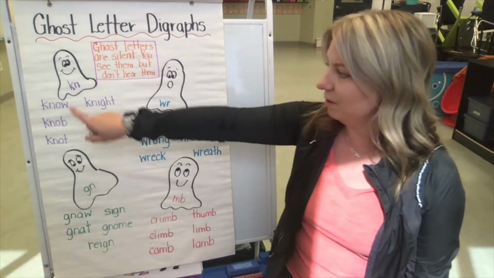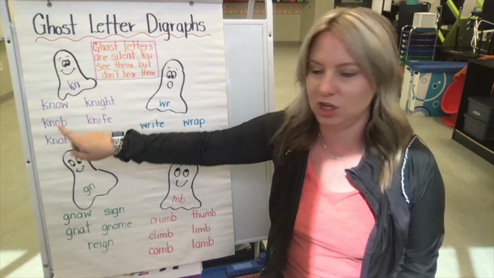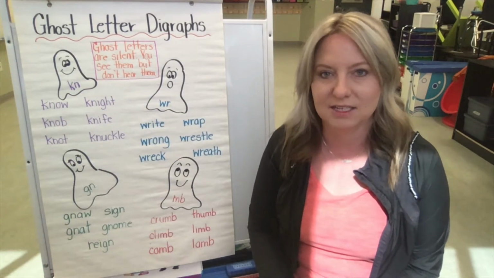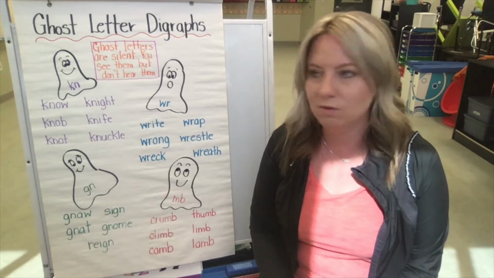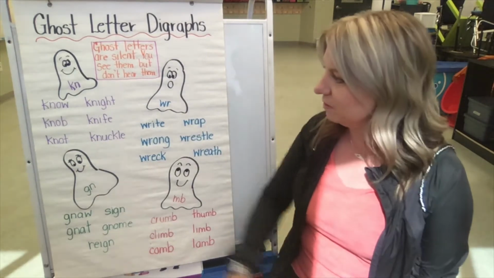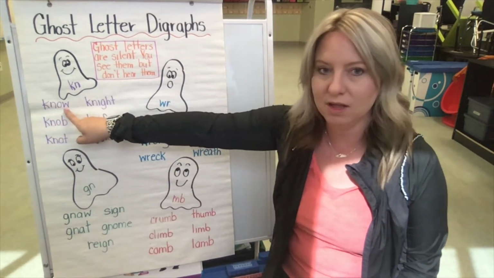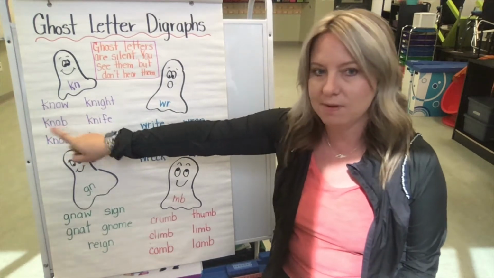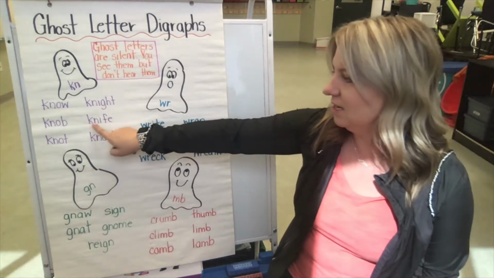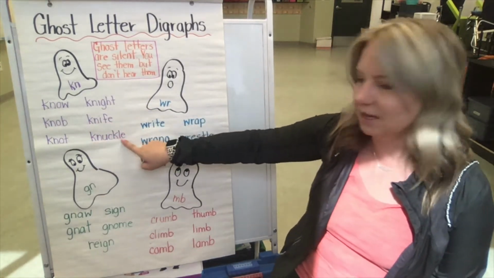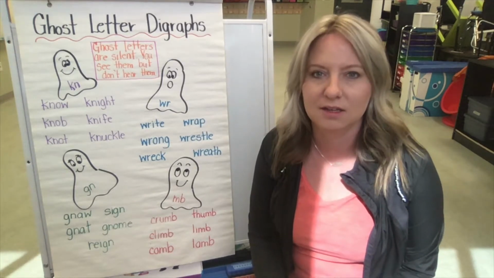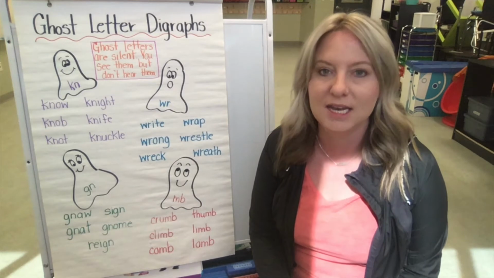So, for example, the first ghost I have on my chart here is KN. Sometimes we see the letters KN together at the beginning of a word, but we don't actually hear the K. We only hear the N. So some examples are the word no, knob, not, night, knife, and knuckle. Now, in all of those words, they all begin with K, but we don't hear a K sound at the beginning. We only hear the N sound.